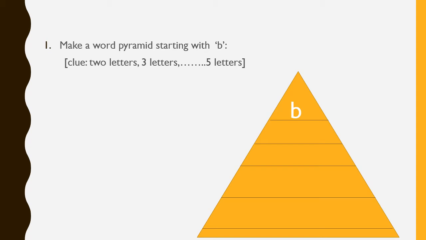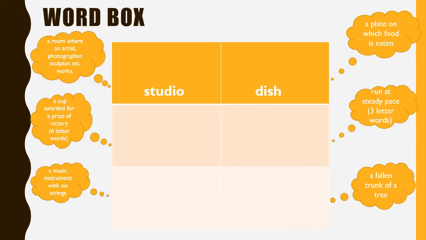Okay, now let's move on to the next activity. Your next activity is the word box. Now in this activity, I want you to fill in these empty 4 boxes with the answers of the hints given on the side. The first one has been done for you. Now as you can see in the left side of the top corner, it's written a room where an artist, photographer, sculptor, etc. works. Now what is that room called? That room is called a studio. As you can see, the answer is written here.